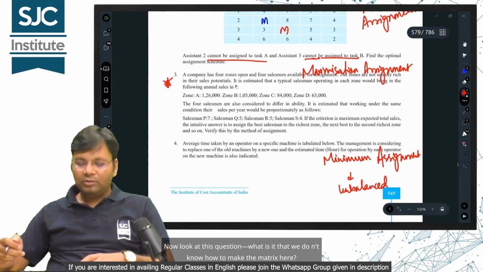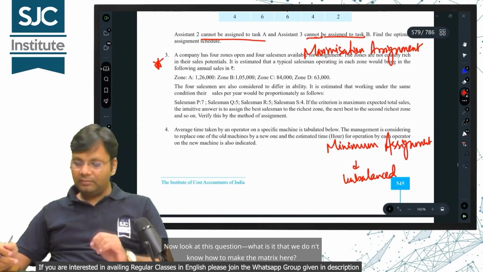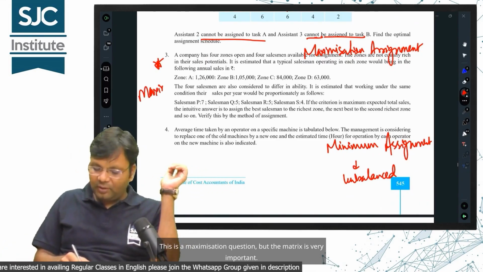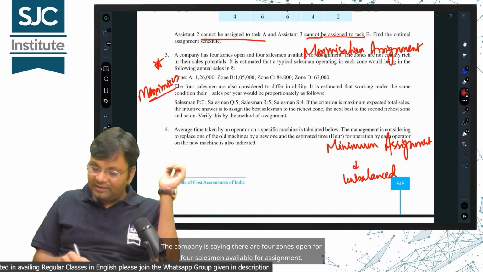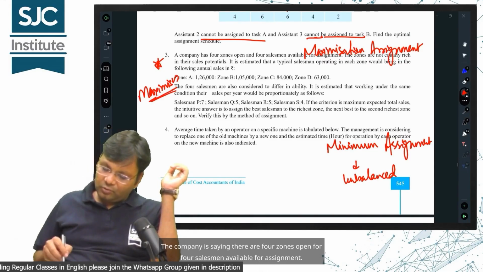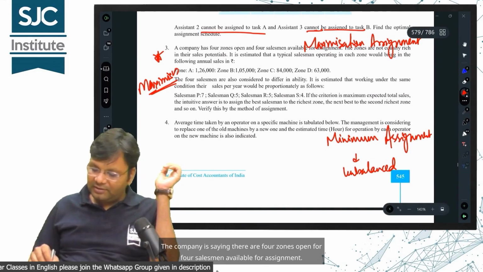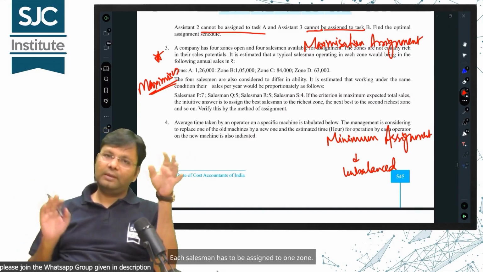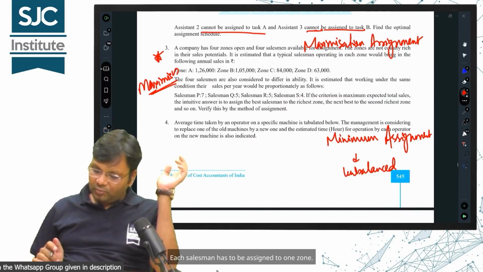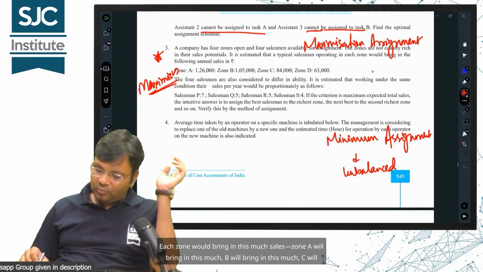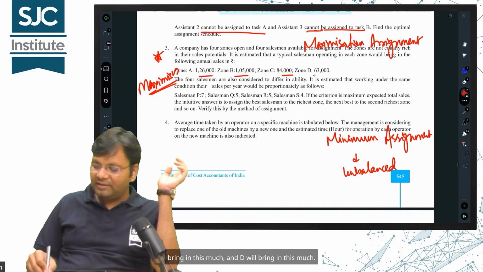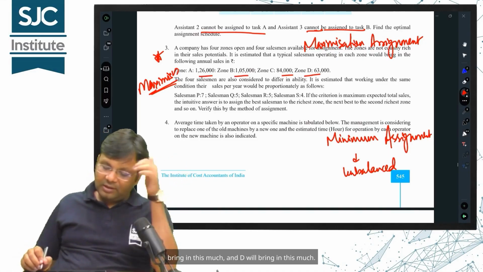What is it that we don't know how to make the matrix here? This is a maximization question, but the matrix is very important. The company is saying there are 4 zones open for 4 salesmen available for assignment. So, there are 4 salesmen and 4 zones. Each salesman has to be assigned to one zone. Each zone would bring in this much sales. Zone A will bring in this much, B will bring in this much, C will bring in this much, and D will bring in this much.